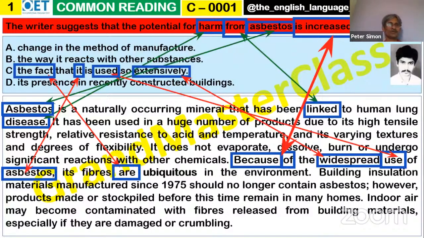Okay, now let us see regarding this question. Did you understand the technique? That is the point. Did you understand the technique?